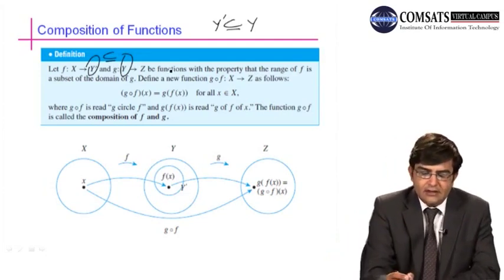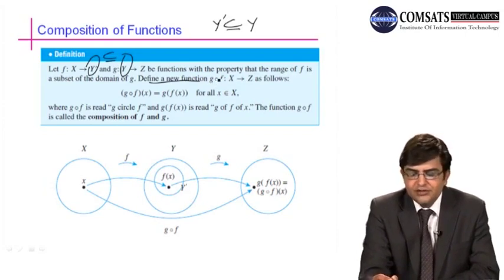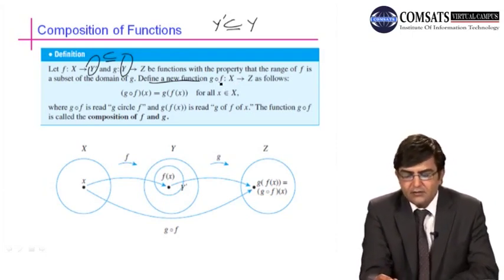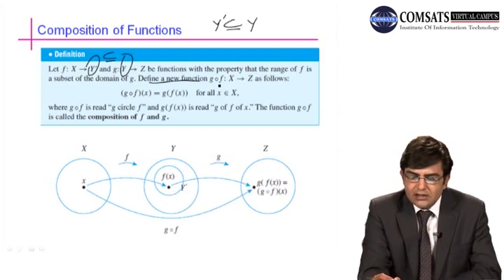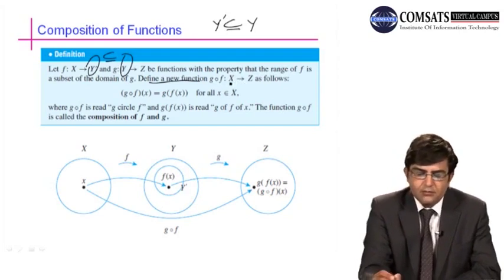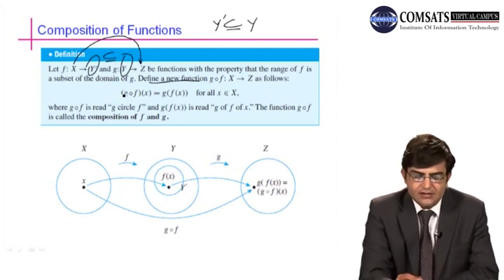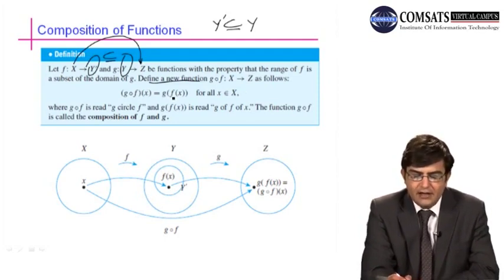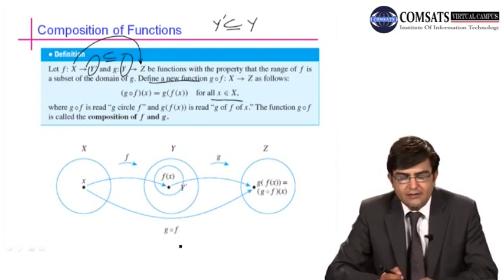We define then a new function, g composition f, or g circle f. There are many different ways we can read it: g circle f, g composition f. So this function is basically from x to z as follows. How do we define this function? g circle f, or g composition f, of x is equal to g of f of x for all x belonging to x. This is how we define this function.